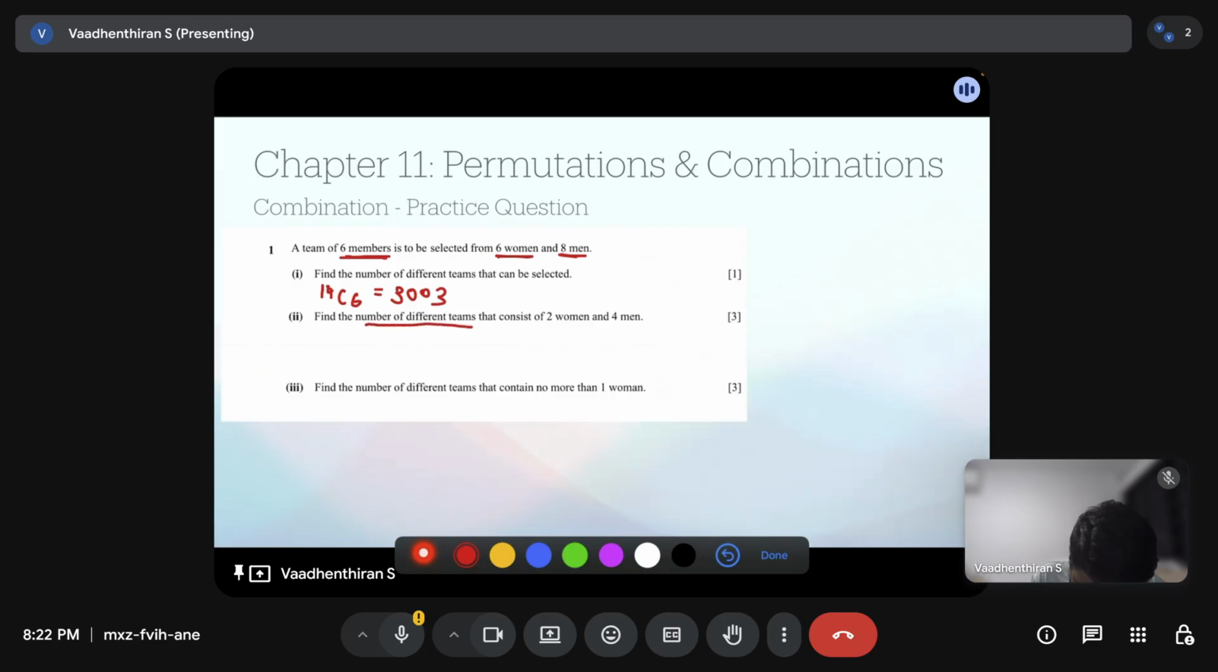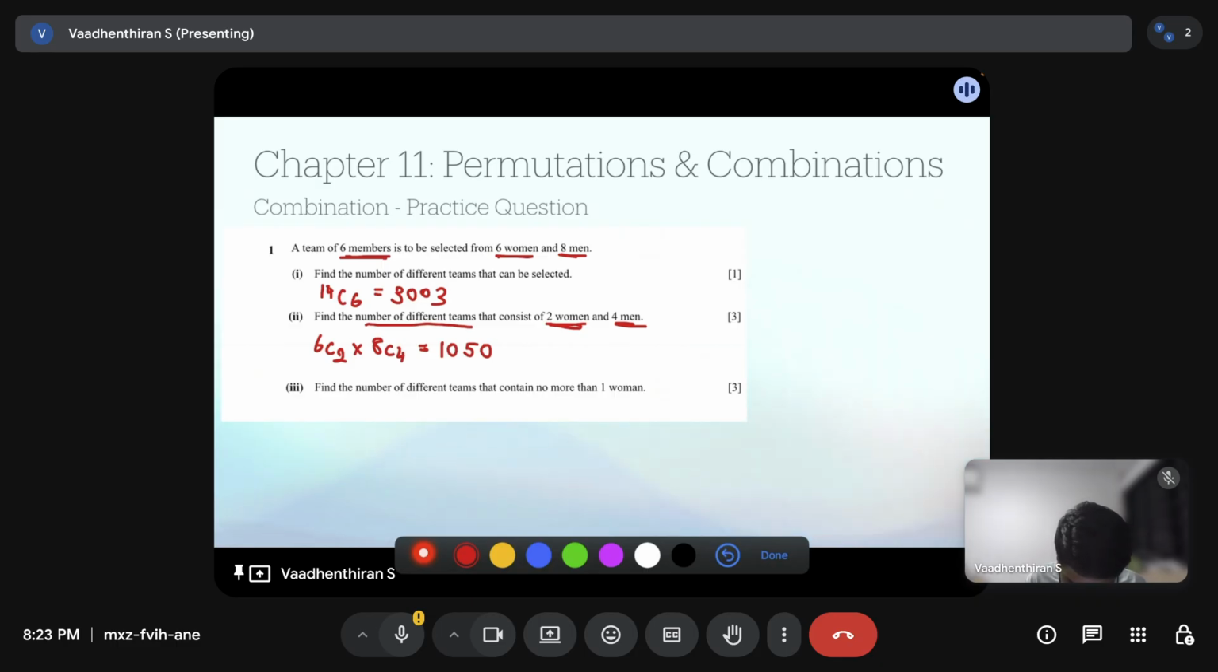And the number of different teams that consist of 2 women and 4 men. So the team should have 2 women. That means 6 choose 2 times 8 choose 4. Since this is one set, that's why we are multiplying. There's an "and" factor here, so that contributes to multiplication.